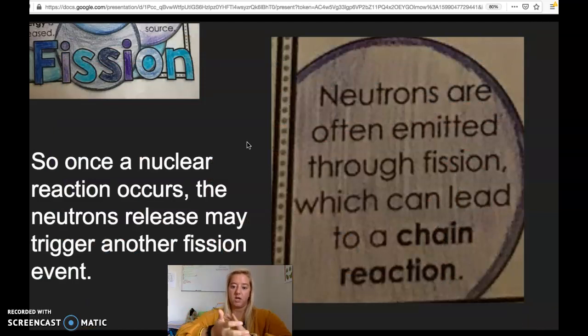Neutrons are often emitted through fission, which can lead to a chain reaction. I told you that in order for fission to occur, we are taking those heavy molecules and shooting neutrons at them until they break apart. But when they break apart, they not only release a large amount of energy, they also release spare neutrons. Those neutrons can trigger other large molecules, and the process can keep going. So you could have a very large fission event.